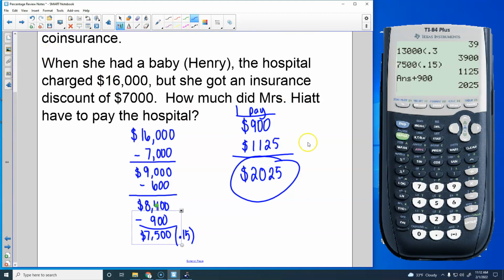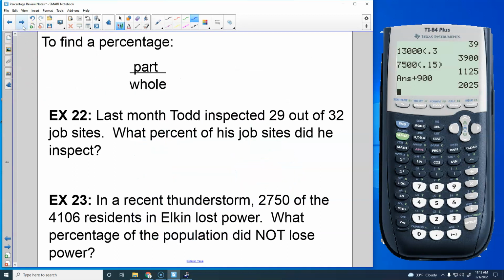But this is sort of how insurance works, so it gives you an idea what you're doing there. All right, so let's look at finding percentages.